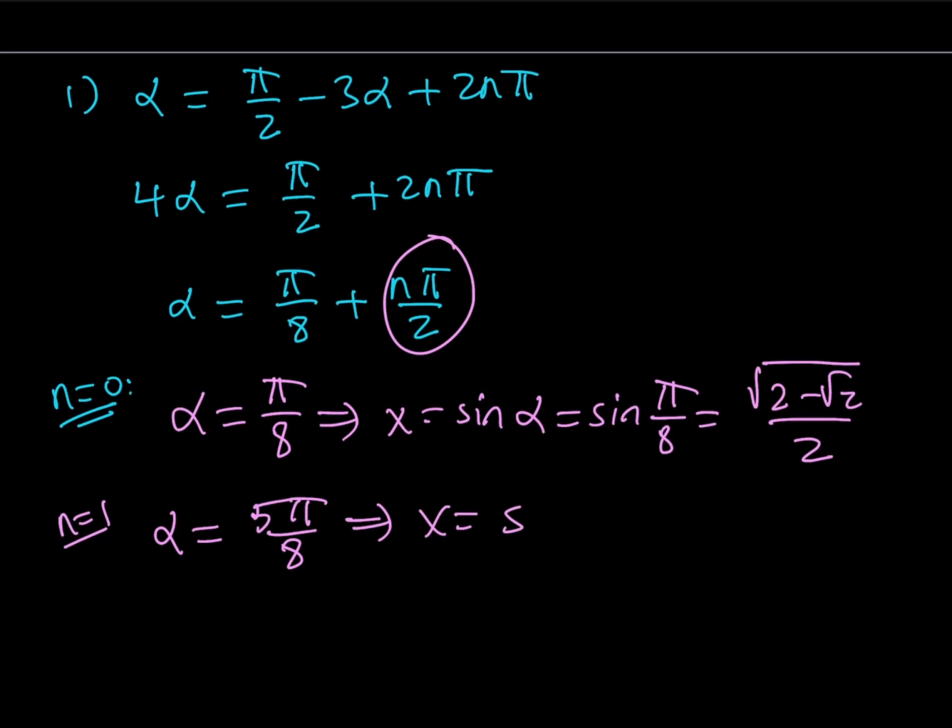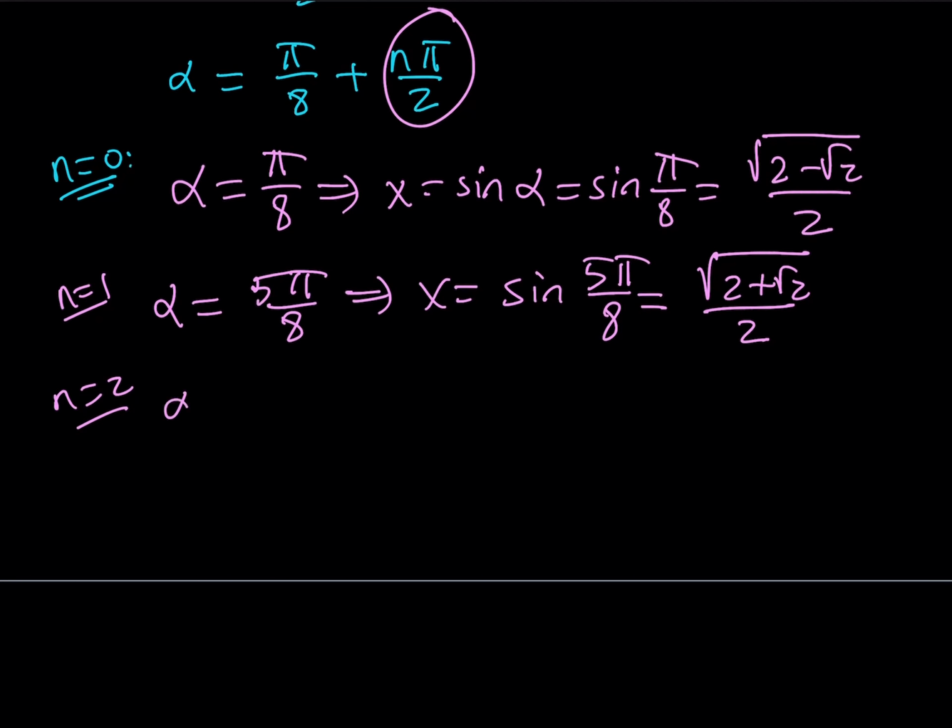And x is going to be sine 5 pi over 8, which is equal to the square root of 2 plus root 2 over 2. All right? For n equals 2, I'm going to be getting alpha equals 9 pi over 8. And then from here, x is going to equal sine of 9 pi over 8, and then that is going to equal negative. Notice that this is in the third quadrant, so it's going to have a negative value.